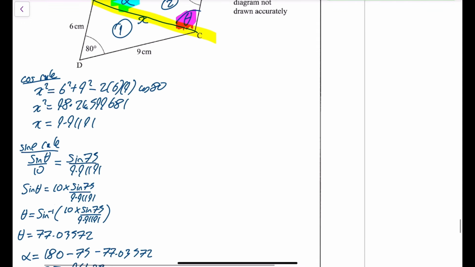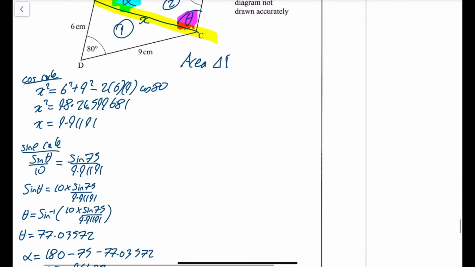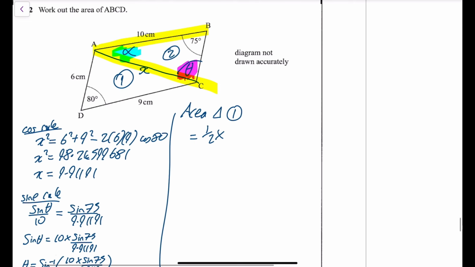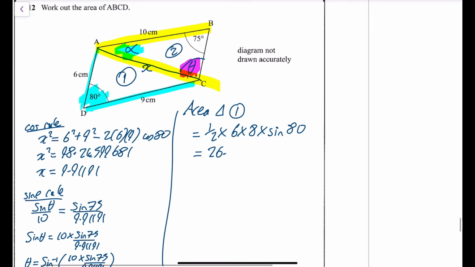Now we can find the area of triangle 1. Excuse my terrible handwriting. Area of triangle 1 equals a half times ab sine C. In triangle 1, I've got this side and this angle. So this is what everyone really should be able to get, this part of it. A half times 6 times 8 times sine of 80. And I worked that out again to 5 decimal places, 26.58981.